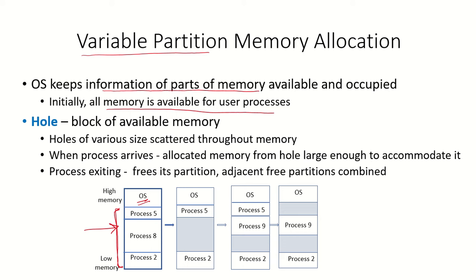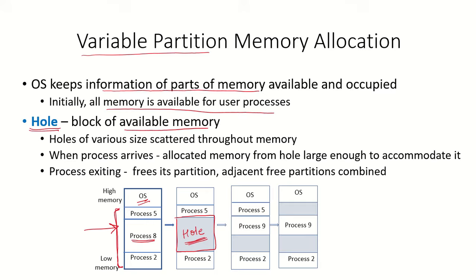Now these processes have been brought in the memory. Now if, let's say, process 8 completes and leaves the memory, then this block of memory which is now available is referred to as a hole. So this is a hole, that means it is a block of available memory. That means if a new process has to be brought into the memory, then it can be placed into this hole as long as the requirement of that process is less than the size of this hole.